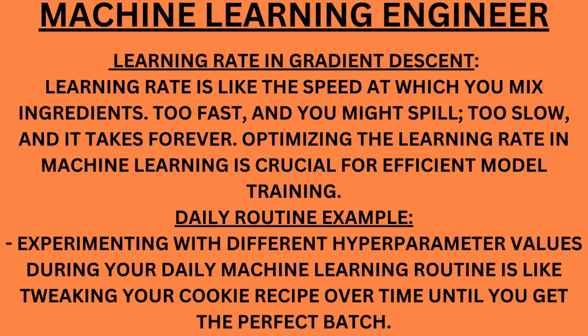Learning rate, gradient descent. Learning rate is like the speed at which you mix ingredients. Too fast and you might spill. Too slow and it takes forever. Optimizing the learning rate in machine learning is crucial for efficient model training. Daily routine example. Experimenting with different hyperparameter values during your daily machine learning routine is like tweaking your cookie recipe over time until you get the perfect batch.